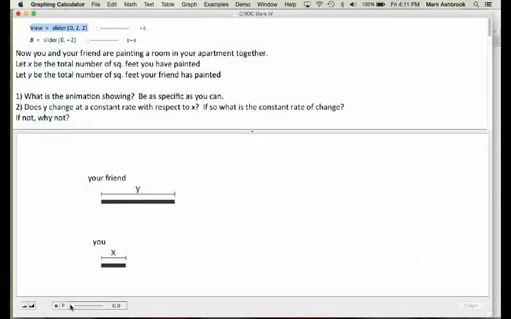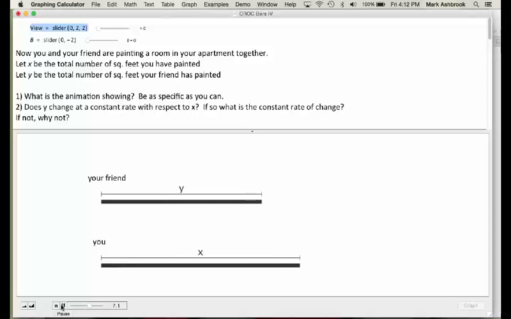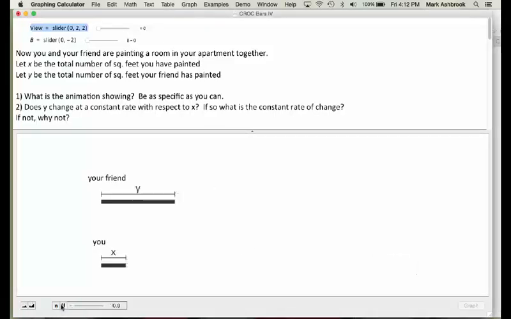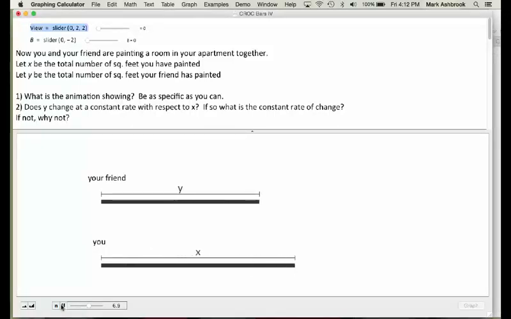But we have to remember that that's not the criteria for constant rate of change. The criteria for constant rate of change is proportionality of the changes in the two quantities, not proportionality of the quantities themselves. So it seems just from this view that the jury is still out. Even though the amount your friend painted is not proportional to the amount that you've painted, is it possible that the change in the amount your friend has painted is proportional to the change in the amount that you've painted?